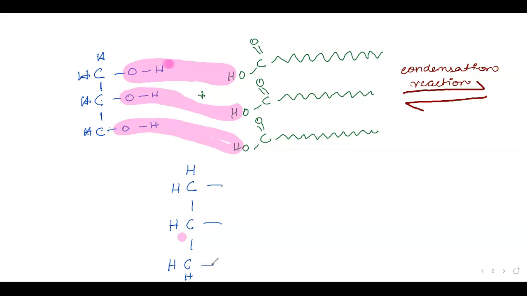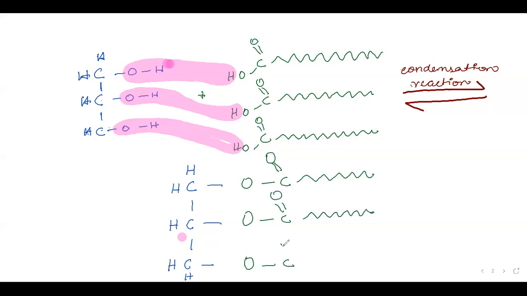So the OH from your alcohol is gone. Notice how I did not draw the OH from the alcohol. Why? Because the OH from the alcohol has reacted with the hydrogen from the fatty acid. We will be left with the oxygen of the fatty acid, and then we will draw the rest of the fatty acid. And this is what a triglyceride actually looks like.